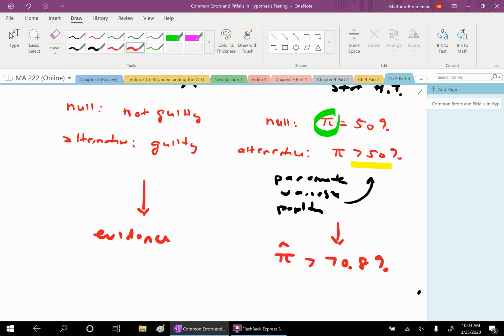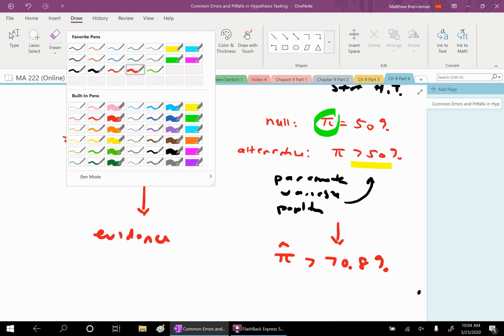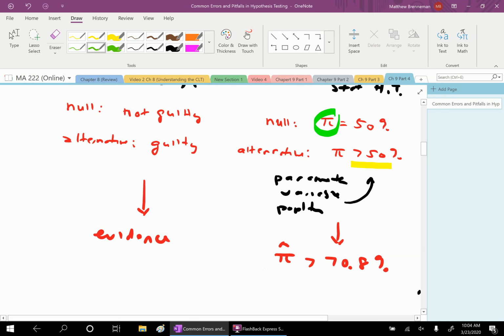Now, one thing to notice is that the sample estimate always has to be in favor of the alternative when we run a hypothesis test. So this is kind of important. The estimate, in other words, the evidence, these two things are really equivalent in this sense. The estimate always has to be in favor of the alternative.